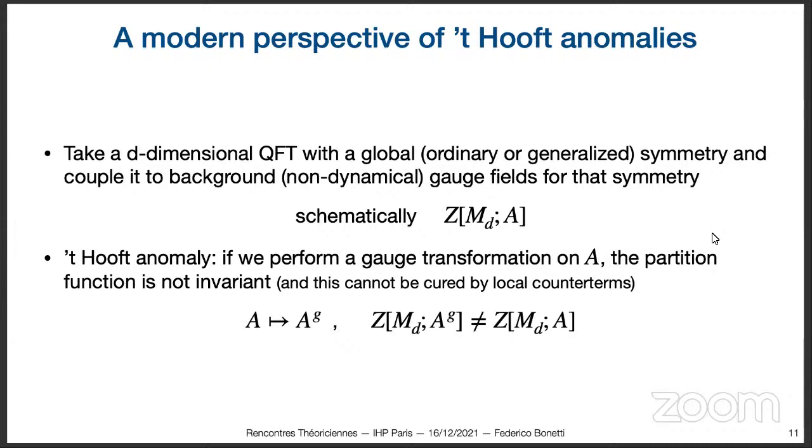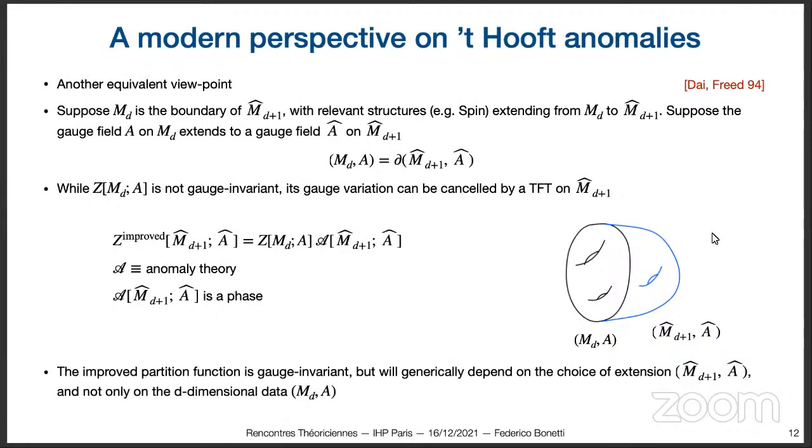And the main idea is that if we perform a gauge transformation of the background field, the partition function is not invariant. And this cannot be cured by simply adding suitable local counterterms. And the other observation that has been made by several people and formalized a little more precisely by the work of Dai and Freed is that there is a different but equivalent way of thinking about the problem, in which we do the following.